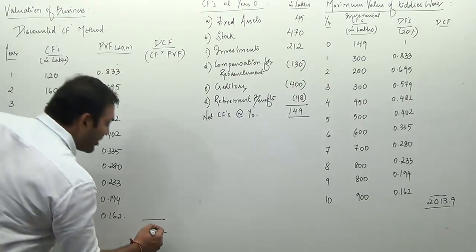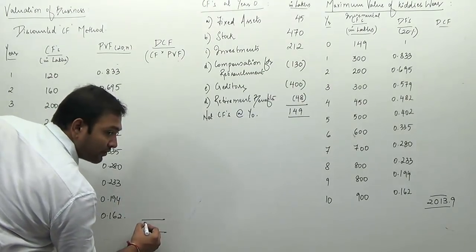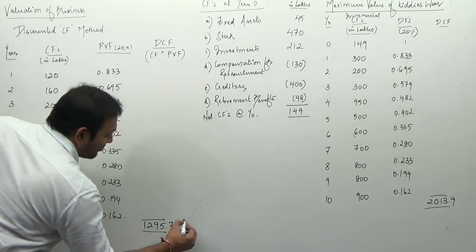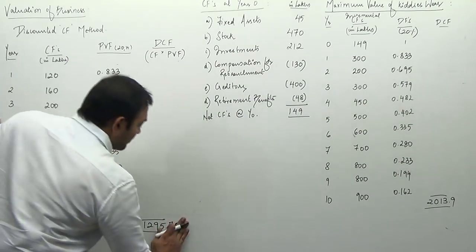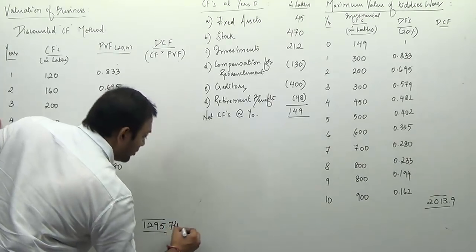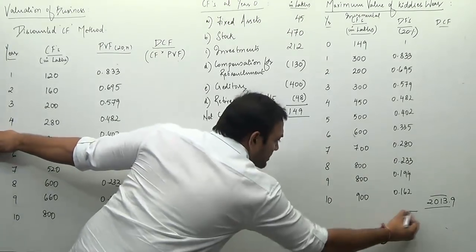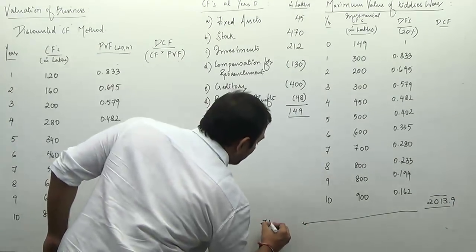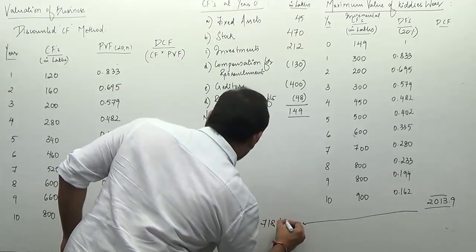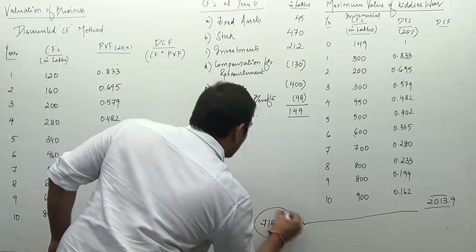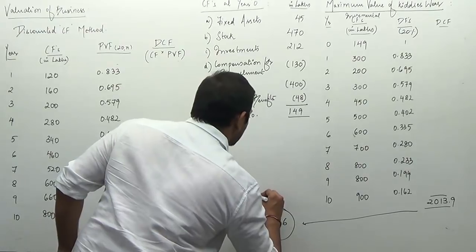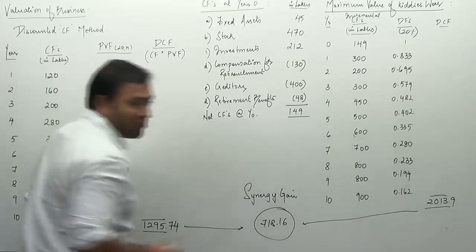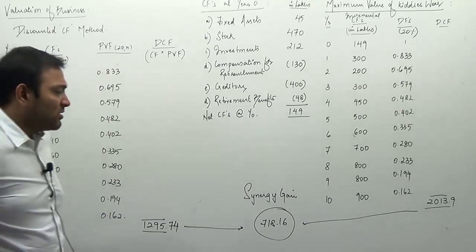Yes, guys, what is the independent valuation? 1295.74. The difference between these two is what he asks? 718.16. In normal terms we call this synergy. We call it synergy gain, guys.